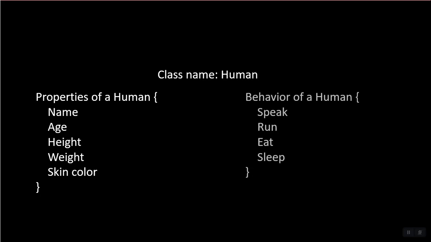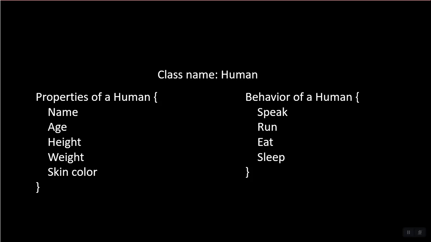Now let's try to create a human class. It has properties and it has behaviors. As you notice, the properties of a human is something that describes a human. It has name, age, height, weight, and skin color. And as for the behavior of a human, these are the capabilities of a human class. It can speak, run, eat, and sleep. But it's not only limited to these properties and behavior. Remember that you're the one that will define what are the properties and behavior of a human class.